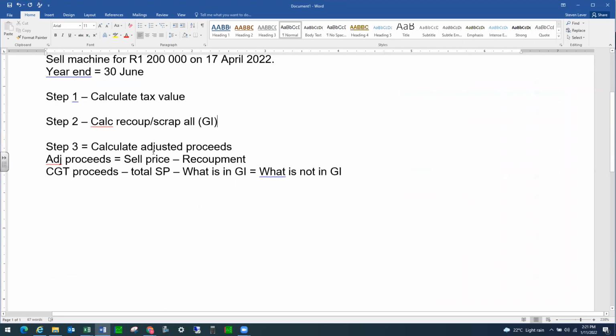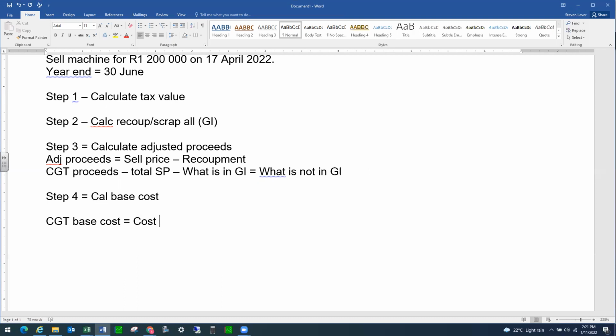So if step 3 is calculate adjusted proceeds, step 4 is calculate base cost. I'm just going to do the last step down here. CGT base cost is equal to cost. Cost is what has been deducted already. So look what proceeds is. Proceeds is selling price plus minus what has been put into gross income. Cost is cost minus what is being treated as a deduction already.